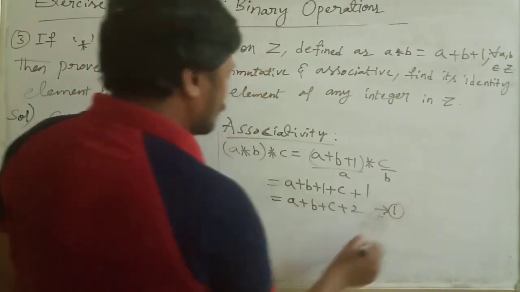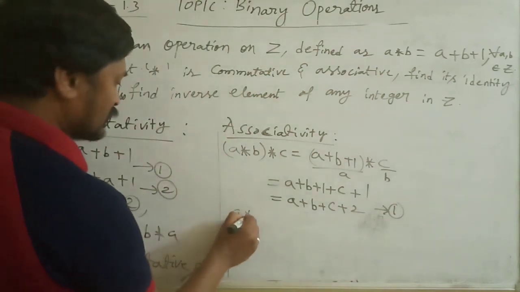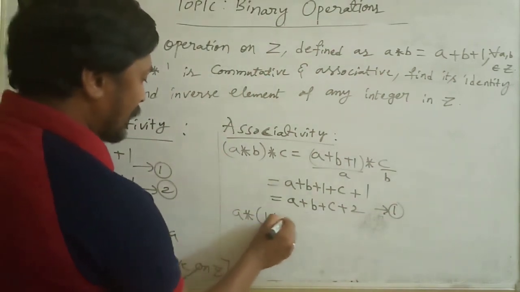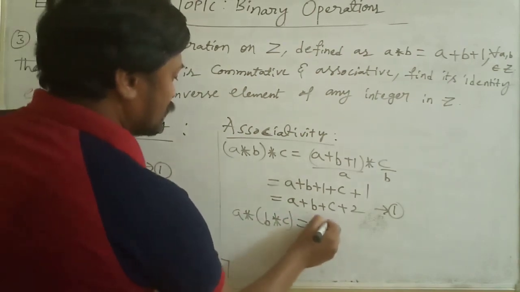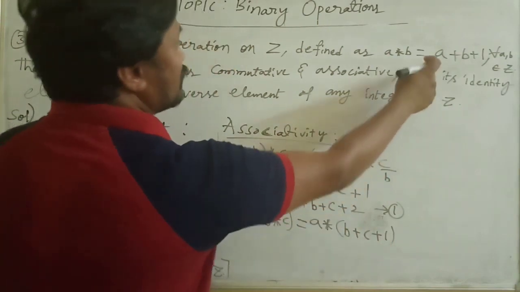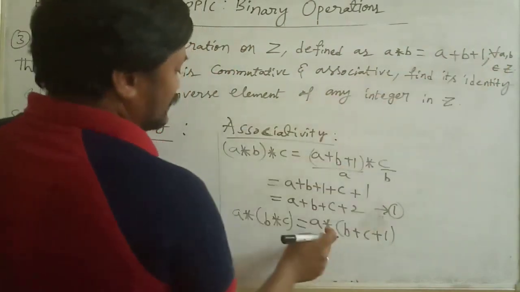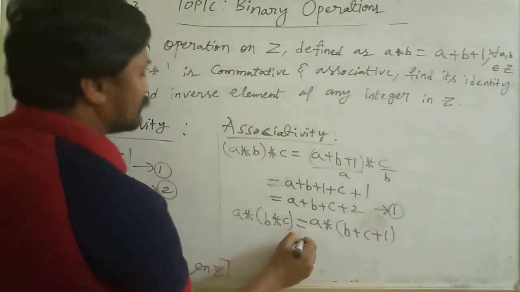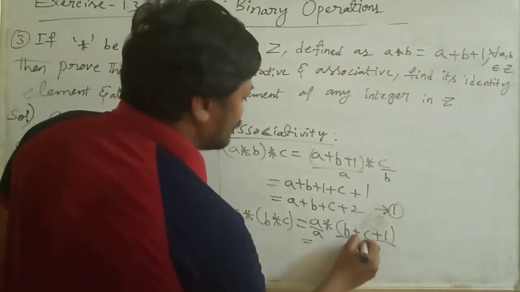Give equation number 1, and then A star B star C. So A star B star C means what? B plus C plus 1, because A star B means A plus B plus 1, and B star C means B plus C plus 1. So then this becomes A and this becomes B.